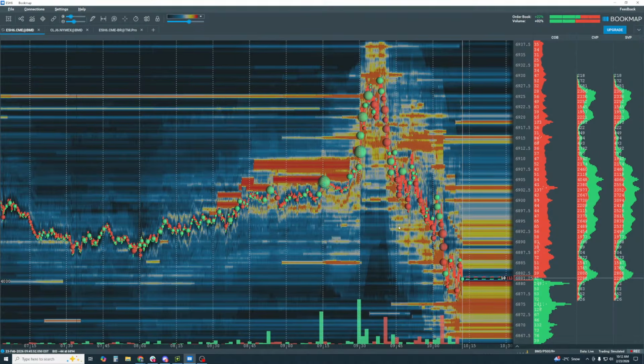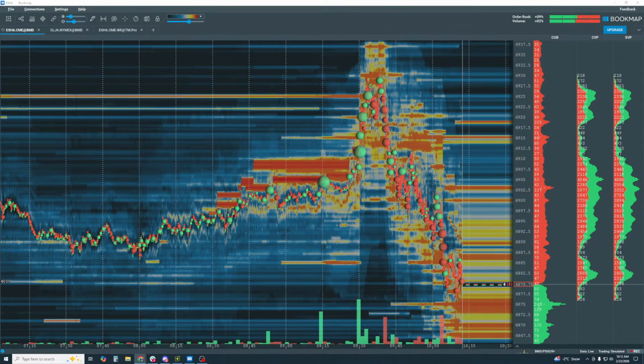Let's start with what's moving the markets. All right, so we have all sorts of stuff going on in the markets, and basically every day is kind of like this.